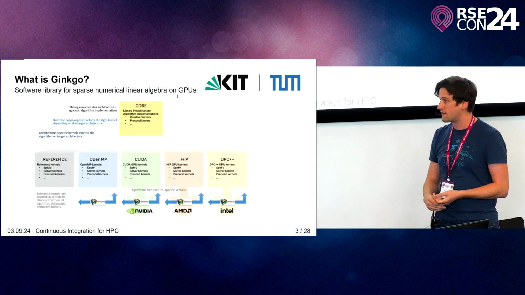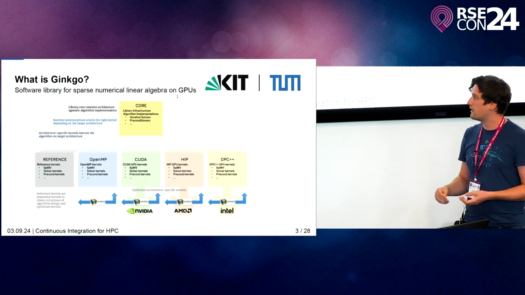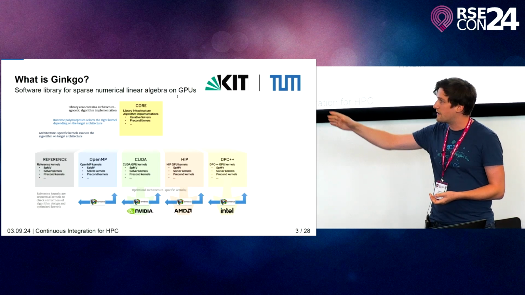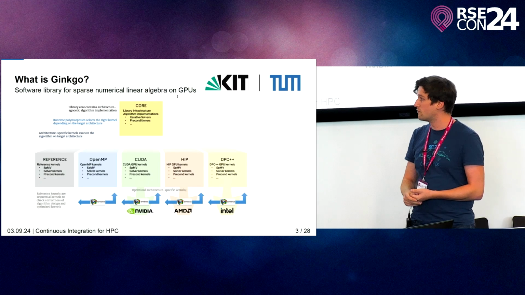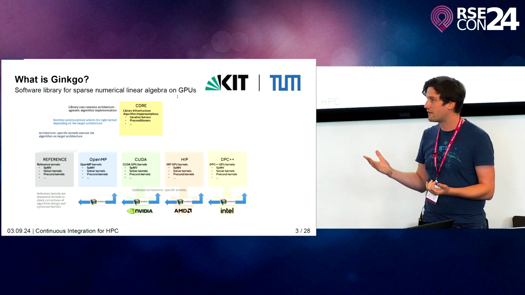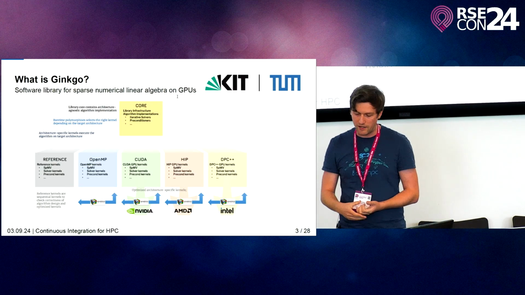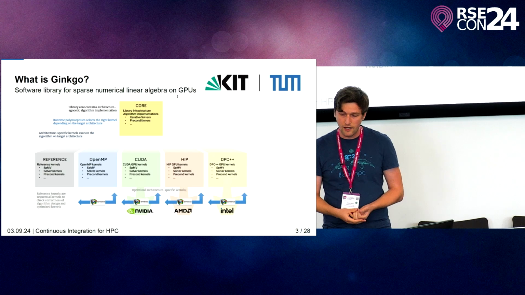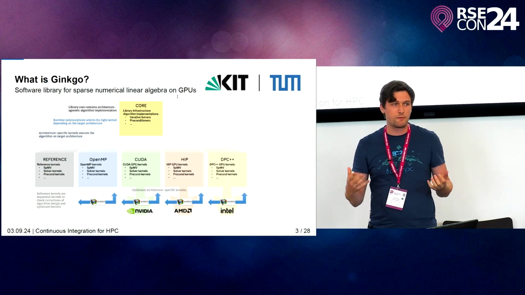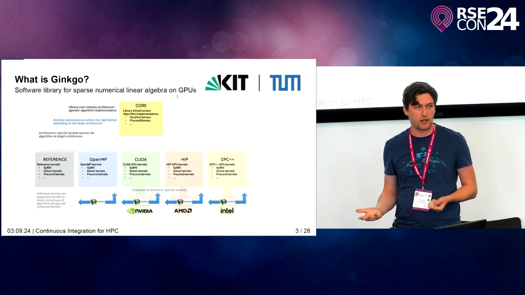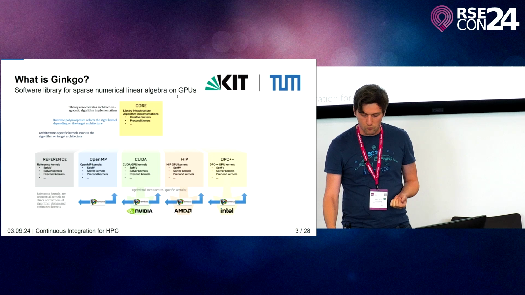Okay, so briefly, what is our software? Ginkgo is a sparse linear algebra library that is developed in C++ and has backends for all the major GPU vendors except for Apple, and multi-core OpenMP, plus a reference backend for validation. And we want to, of course, be able to test on all of those different hardware architectures that we support.